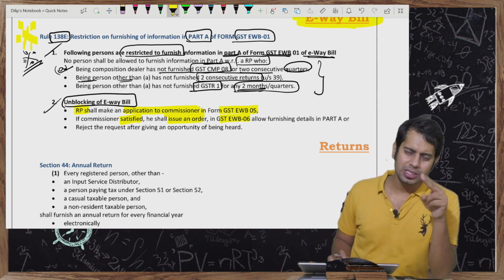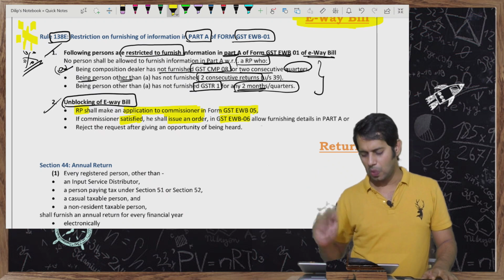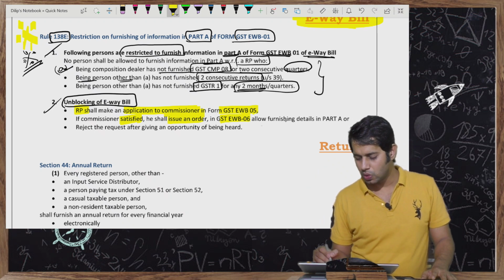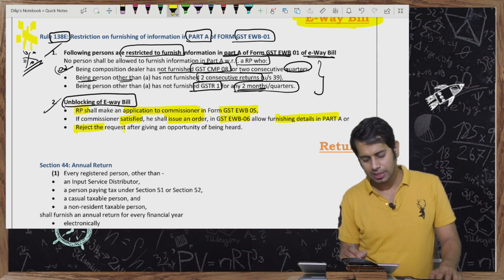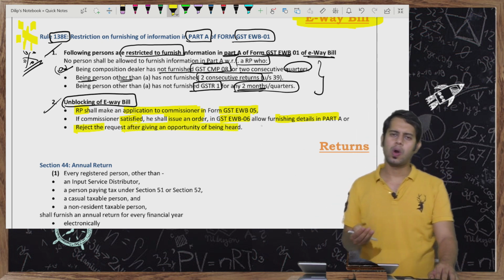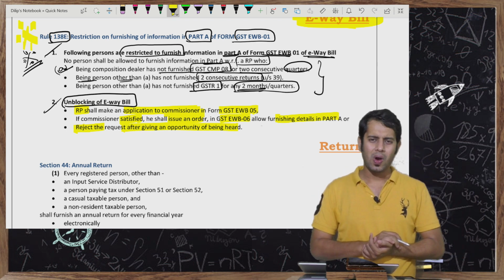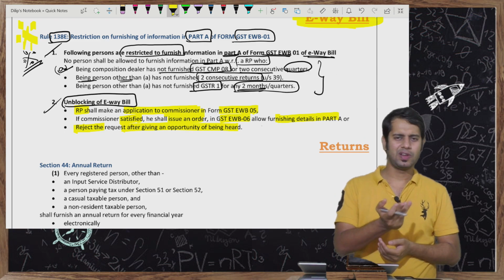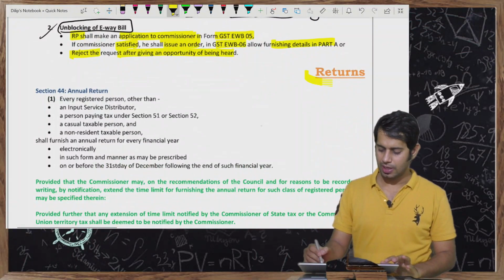The order can say two things. It will say, yes, okay, I am unblocking, or I am blocking. So an order will be issued allowing him to furnish the details in Part A, or he may reject the request after giving an opportunity of being heard. He will either issue an order that yes, now I am unblocking you, or he can give an order telling no, whatever reasons are given by you are not acceptable, after giving an opportunity of being heard.